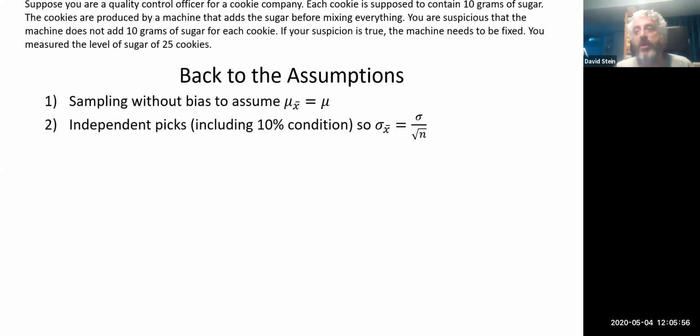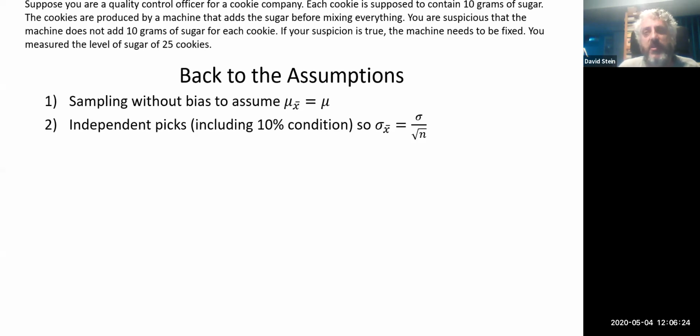By the way, you notice I'm not talking like we did in the last chapter about experimental groups, because this is a one sample test, right? So you're not doing any comparing of one sample to another. When we get to the next lesson, comparing two means, we're going to have to consider whether we're sampling or using experimental groups. In this case, it's going to be sampling. So independent picks, including the 10% condition, so we can use that. So those two assumptions are the same.